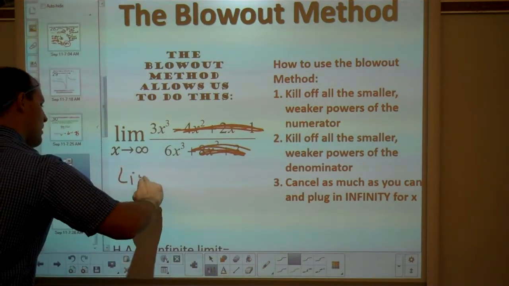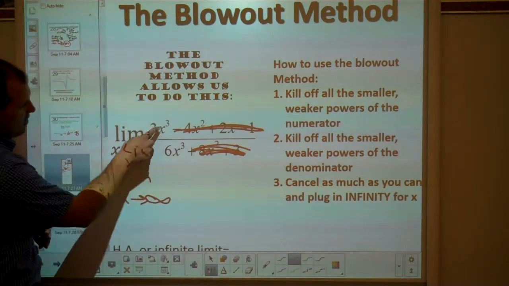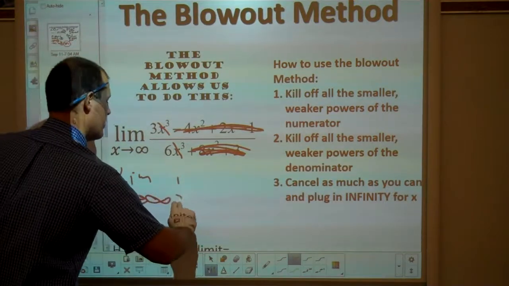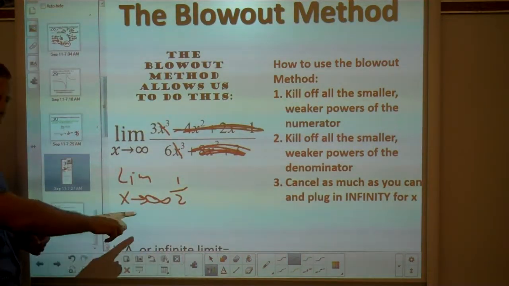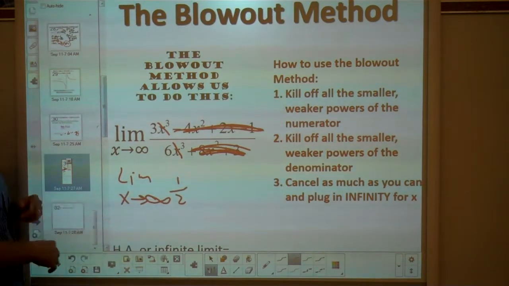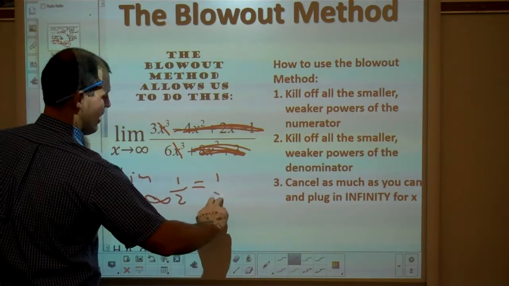So I'm going to have limit as x approaches infinity. Let's simplify this down. X cubed divided by x cubed totally cancels out. 3 divided by 6 is 1/2. Where are you going to plug in the infinity? Nowhere. There's no variable anymore. So this limit as x approaches infinity doesn't really do anything anymore. And so what we have is just 1/2.